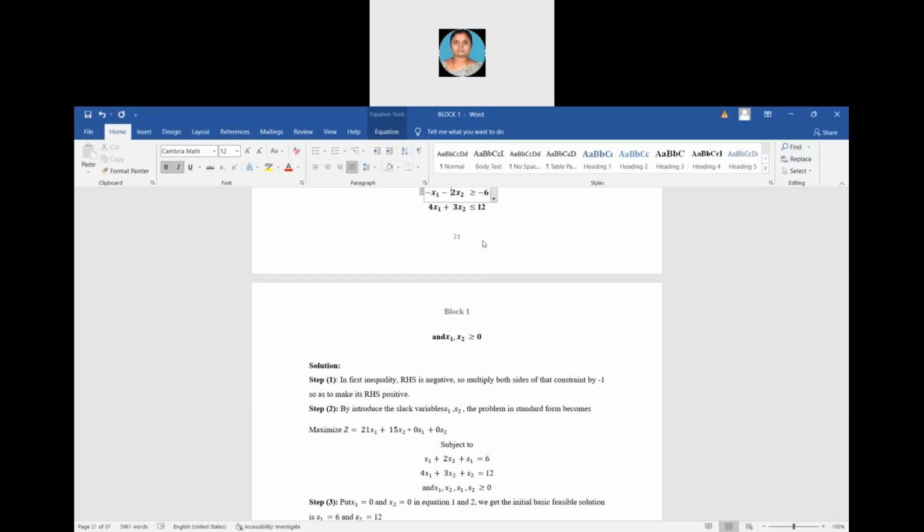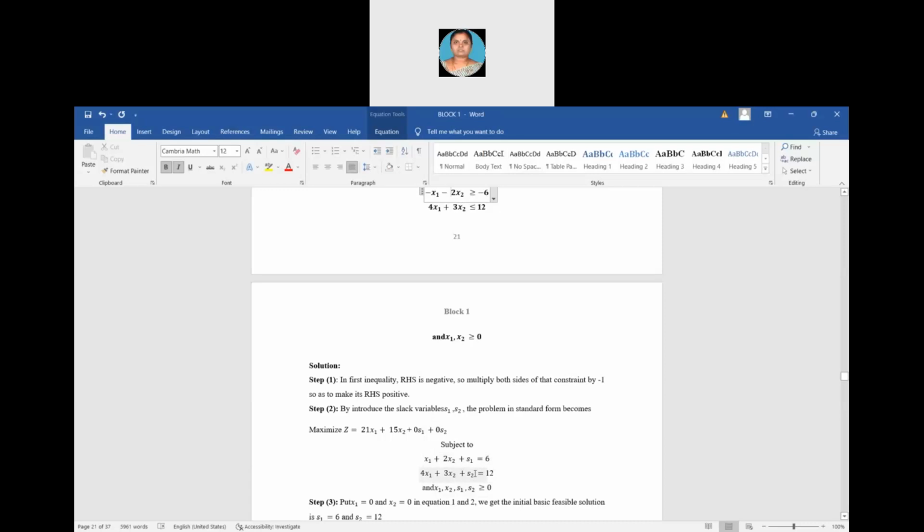So that is our basic factor. With less than or equal to, you are adding plus S1. Similarly, the second equation is also less than or equal to, and less than or equal to means you have to introduce the slack variable S2. So this is the first slack variable S1 and the second slack variable S2.